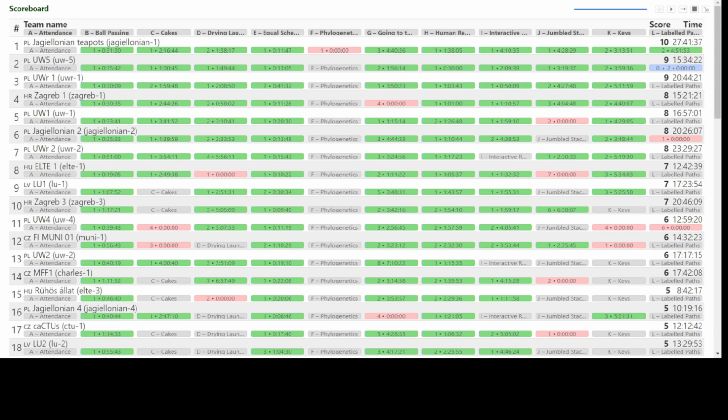We only have, well, 2, but 1 really, remaining box to reveal. University of Warsaw 5 has made attempts at problem L. They made 2 attempts, and if successful, even if they submitted in the last minute, they would get 5 hours and 40 minutes of penalty time, which would put them at 20-ish hours with 10 points. 20 hours would be before Jagiellonian Teapots.